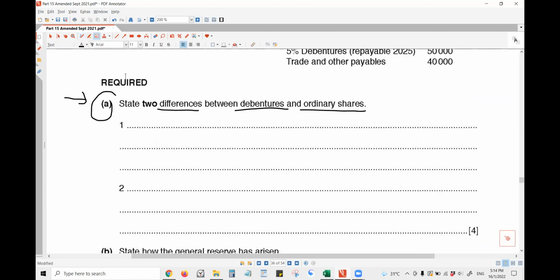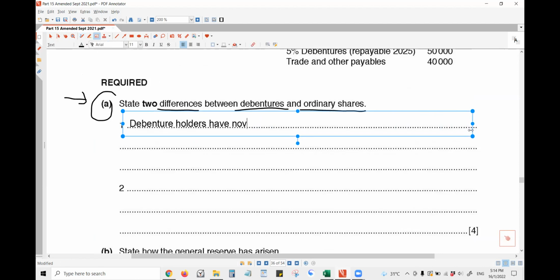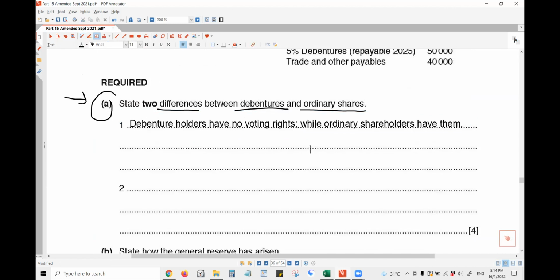You can talk about voting rights. So let's write together. You write debenture holders. So how can you get the 2 marks? Here 1 mark, here 1 mark. And then you tell another difference, then 2 marks more, then you can get the full 4 marks.